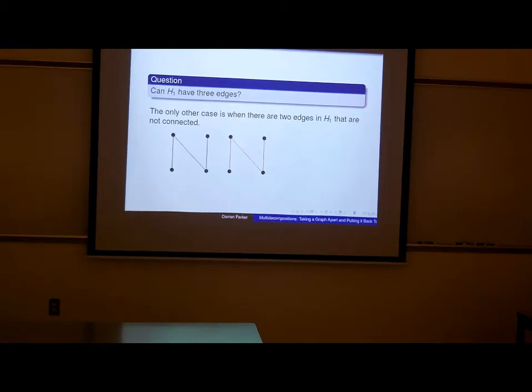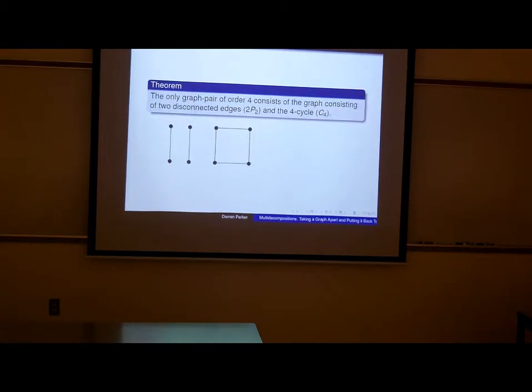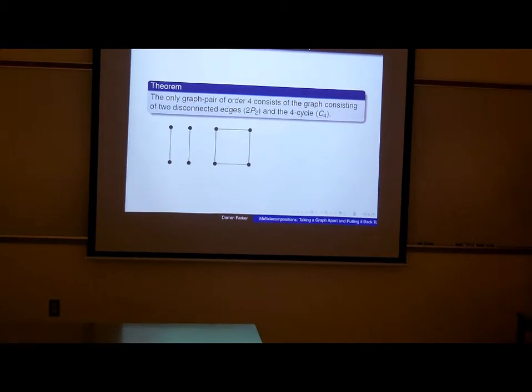H1 can't have four edges either because there are only six edges altogether. And if H1 is supposed to be the smallest one, that's too many edges. Right. So that's all we got. That's our only graph pair of order 4. We have 2P2 is what we call both the two isolated edges. And then C4 is what we call the 4-cycle.